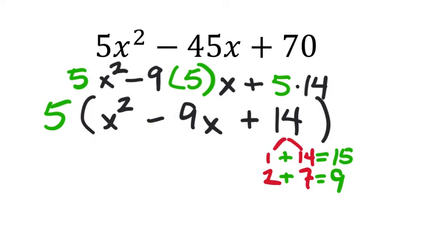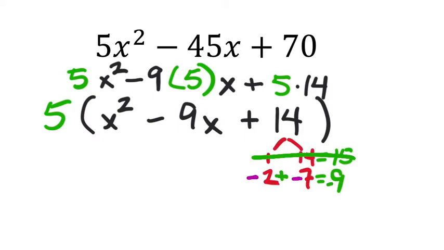So what are we going to do? Well, we don't want to use just the positives here. Remember, a negative times a negative is also positive. And if I make the 2 negative and the 7 negative, now if I go to add those together, it is a negative 9. The 1 and the 14 is useless for us, okay?